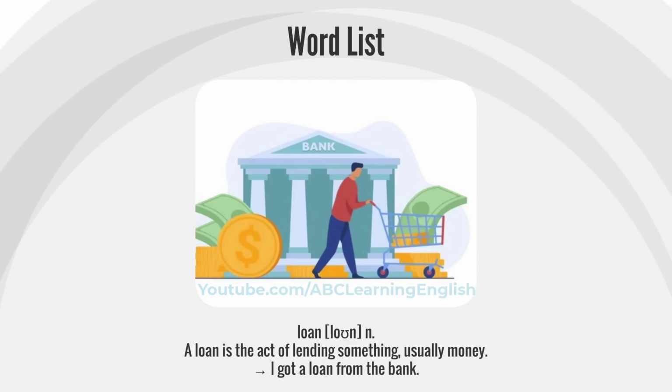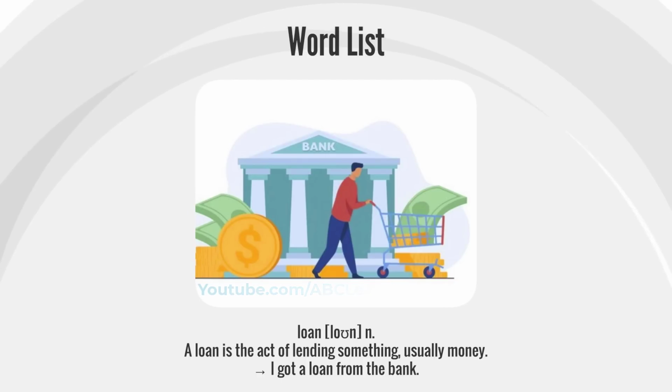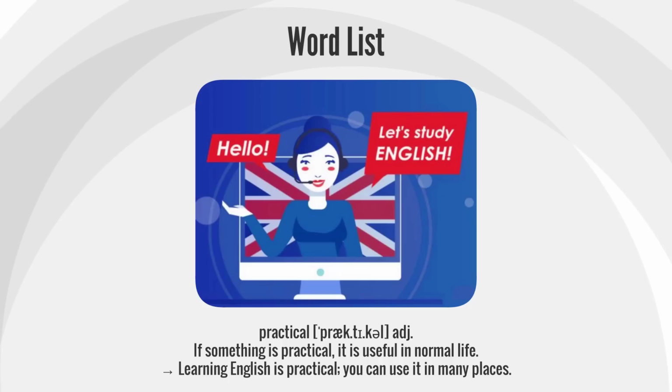Loan. A loan is the act of lending something, usually money. I got a loan from the bank. Practical. If something is practical, it is useful in normal life. Learning English is practical. You can use it in many places.